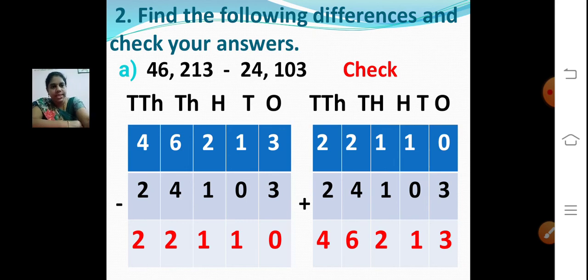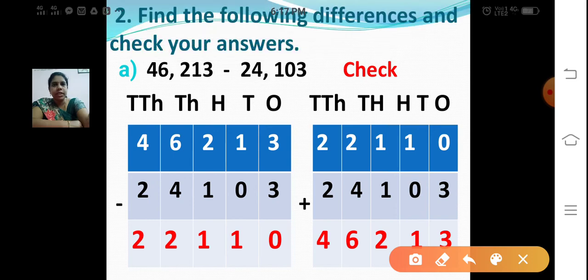So my first sum is 46,213 minus 24,103. We are going to subtract these two numbers, right children? So now what we have to do? Write the numbers in their exact places. Take the first number: 3 in the ones place, 1 in the tens place, 2 in the hundreds place, 6 in the thousands place, and 4 in the 10,000s place. Take the second number: 3 in the ones place, 0 in the tens place, 1 in the hundreds place, 4 in the thousands place, and 2 in the 10,000s place.